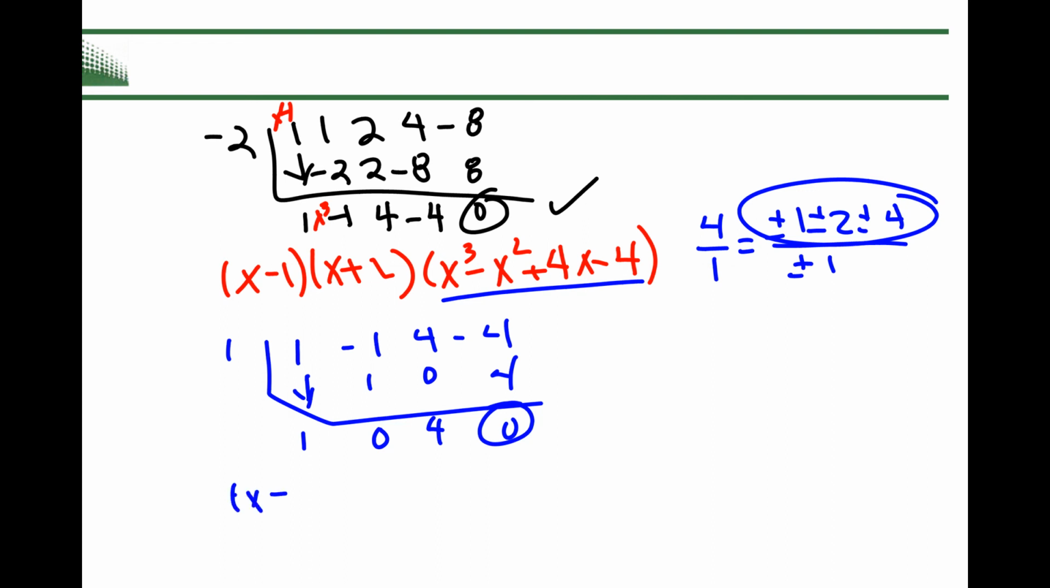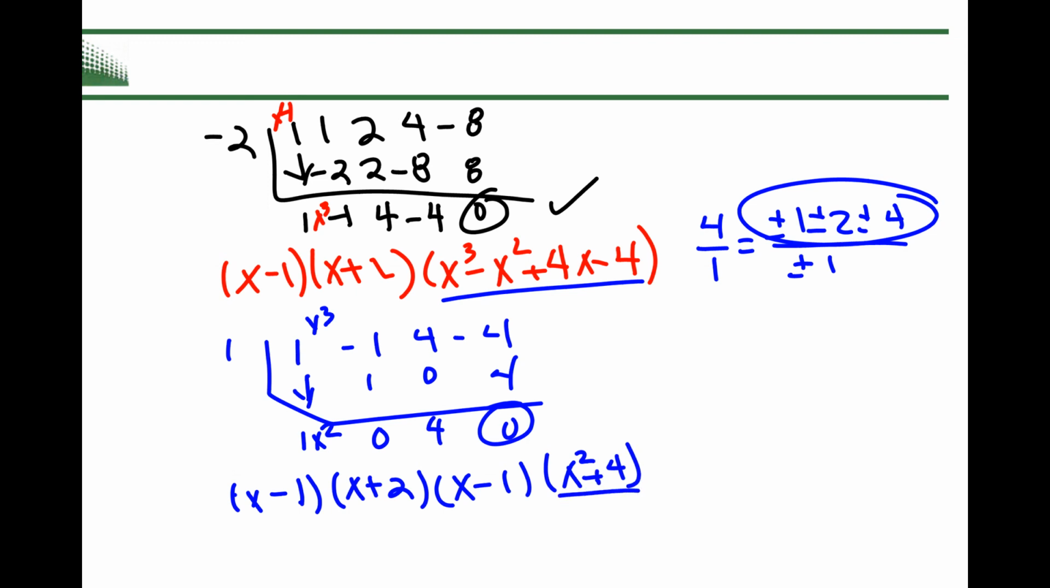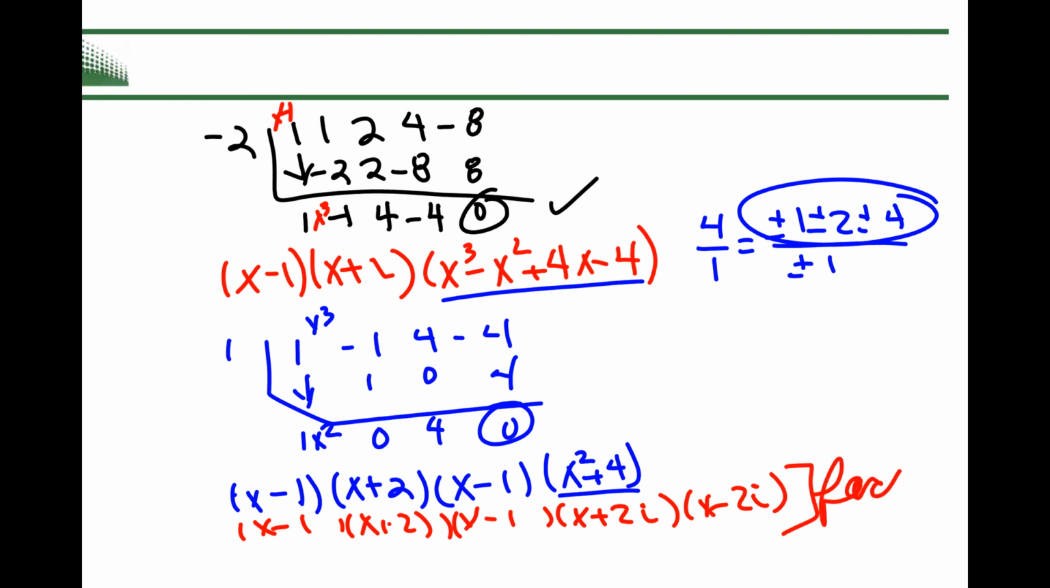So now I have x minus 1, x plus 2. This x minus 1 that I just grabbed, and if this was an x cubed, that's an x squared, so x squared plus 4. And I can work with that. If I factor out this x squared plus 4, that's an x plus 2i and an x minus 2i. And get all my other factors written in red here. So they asked for the fully factored form. There's the factored form.